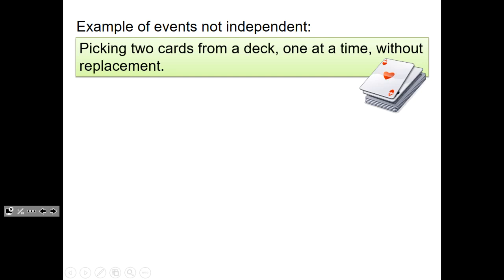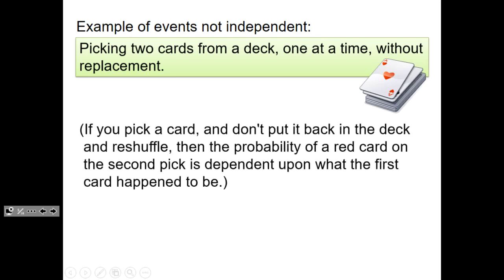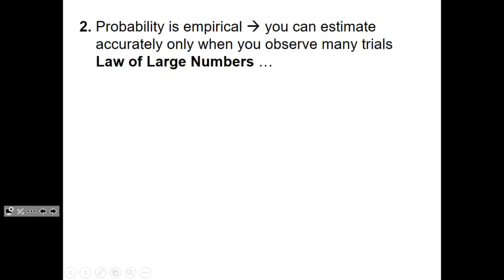These events are not independent. Depending on what happened on that first card could change the probability of the next card. Now, that's if you pick the card and don't put it back in the deck. If you put the cards back in the deck and shuffle, the probabilities go back and you're independent now. But if you do it without replacement, they're not going to be independent events.